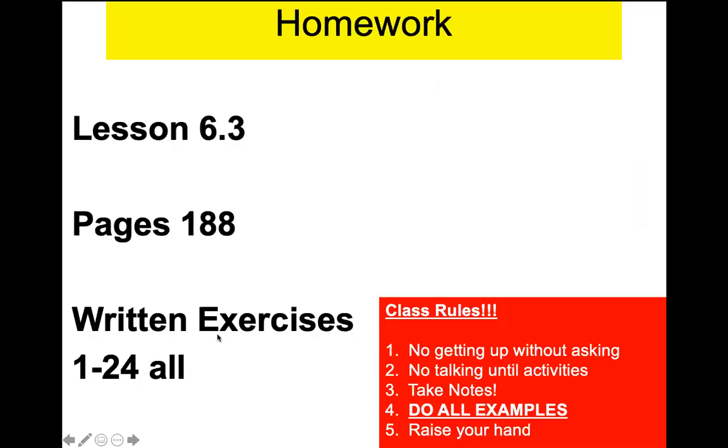Homework tonight, 6.3, 1 through 24 all. And since it was brought up in class, just remember this Friday as well, we will do a normal Friday assembly schedule. What time does your meeting start? So that way this time I could be there.